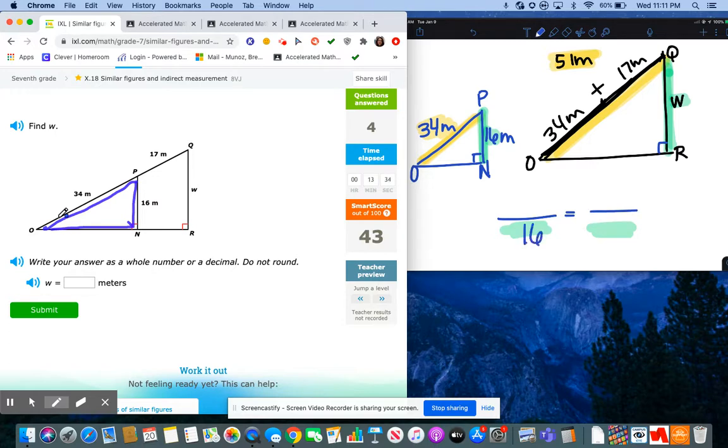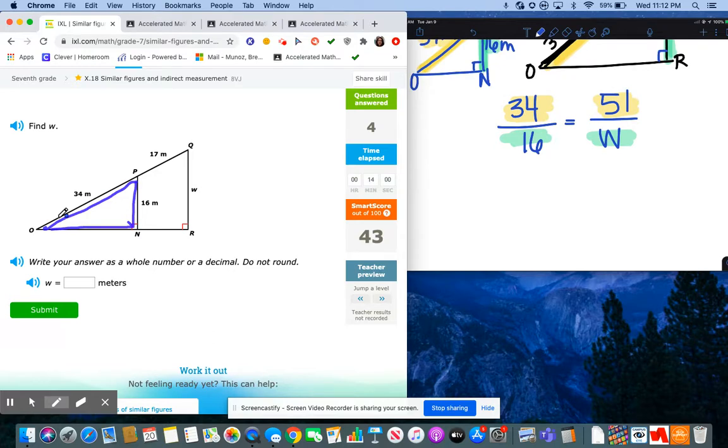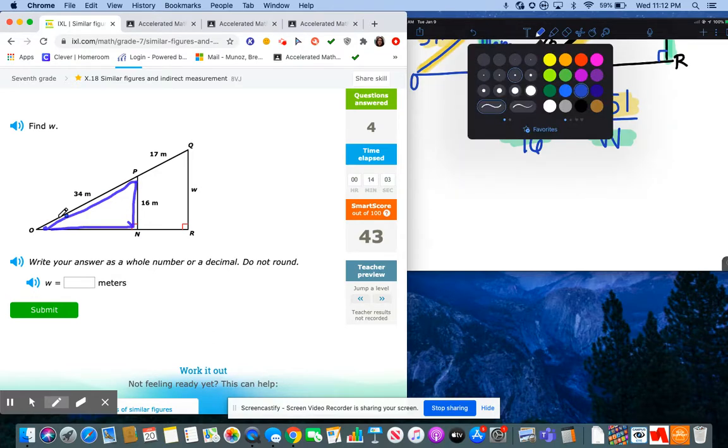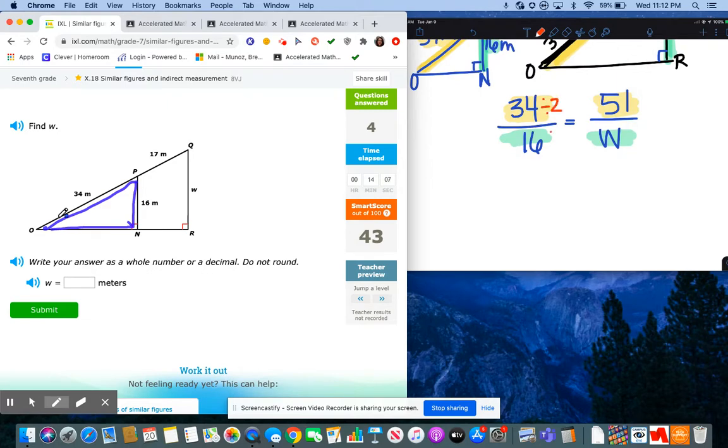So it'll be 16 is corresponding to W. And then here and here, I'll say 34 is corresponding to 51. Let's see. If I divide by 2, I get 17 and 8. And then 17 times 3 is 51. I think we can do that to solve it. I go, look, this divided by 2 and this divided by 2. I would end up with 17 over 8 equal to 51 over W. And then 17 times 3 gives me 51, and 8 times 3 gives me 24.